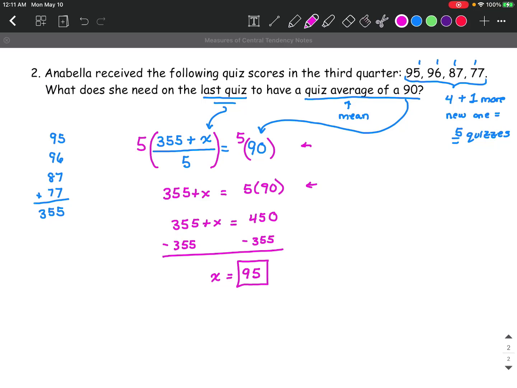All right, guys, so that's our review of our measures of central tendency, mean, median, and mode.